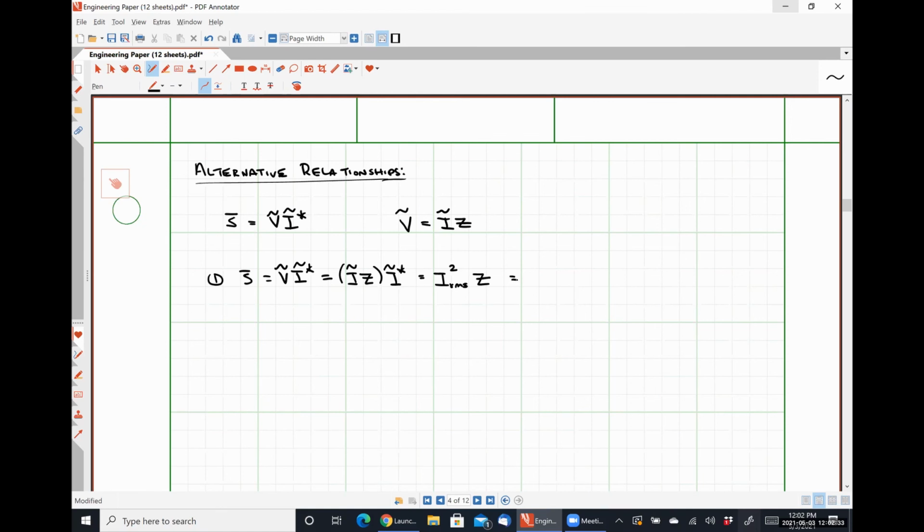Which we can write as I RMS squared times the magnitude of Z. I shouldn't put a hat over it because it's not a phasor. With an angle of theta Z, if we're looking at Z as a polar complex number, or this becomes I RMS squared R plus J I RMS squared X, if we look at Z as a rectangular form complex number.